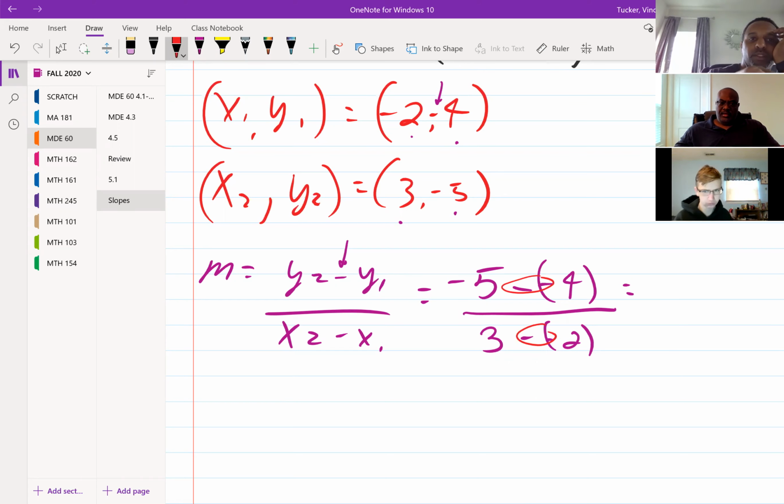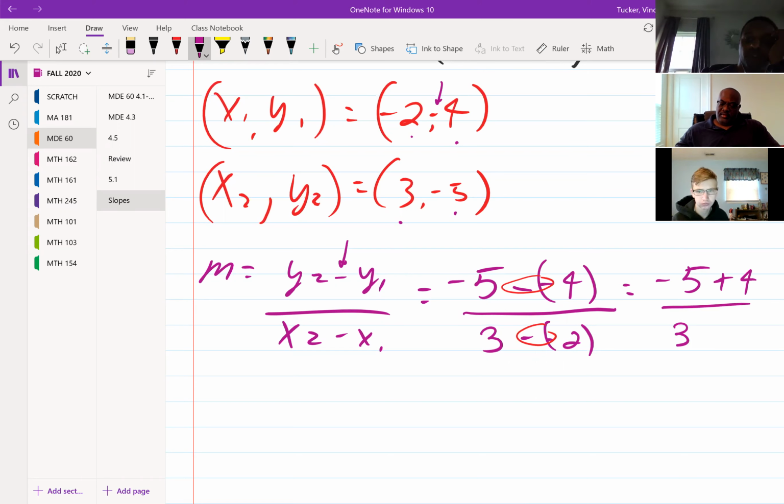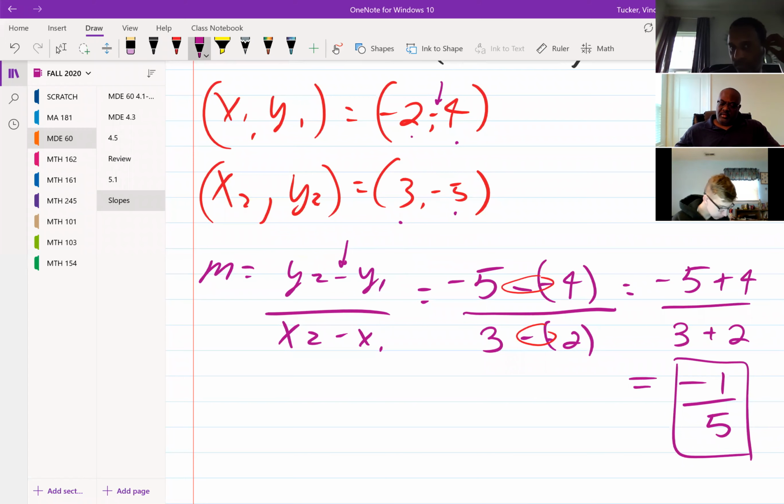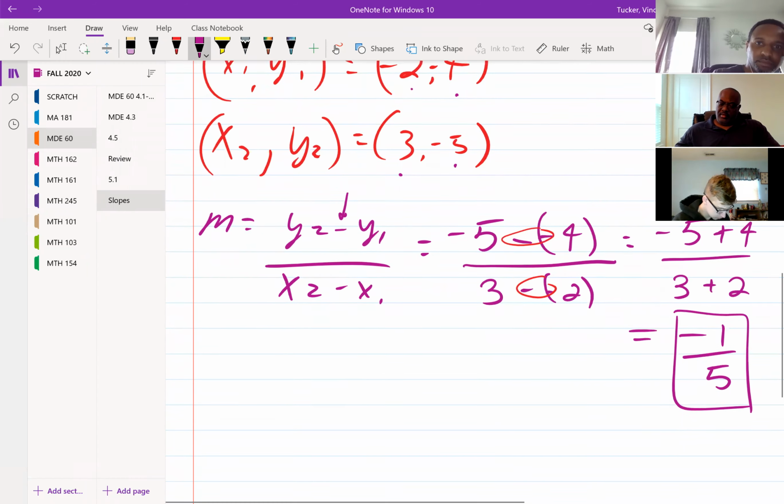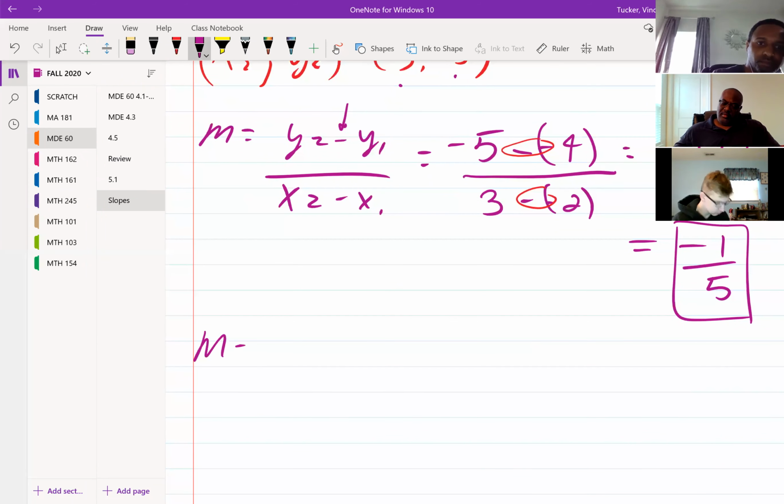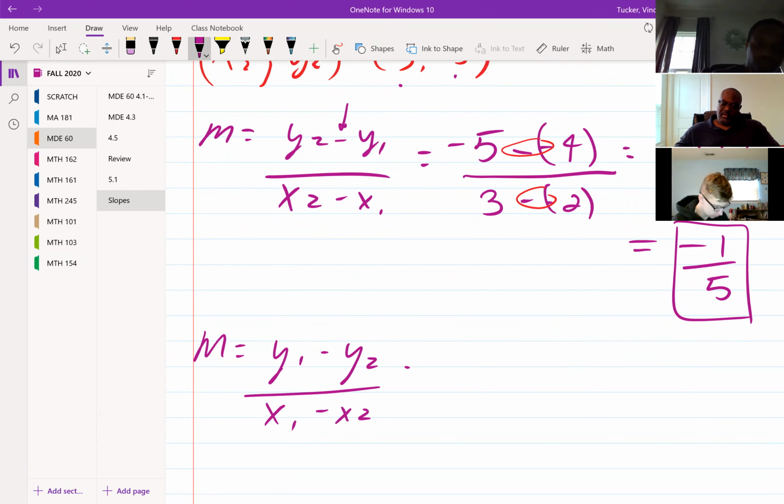Negative to a negative turns positive. It's negative 5 plus 4, 3 plus 2. So my slope is negative 1 over 5. Questions on that before I use the same numbers to do it again?